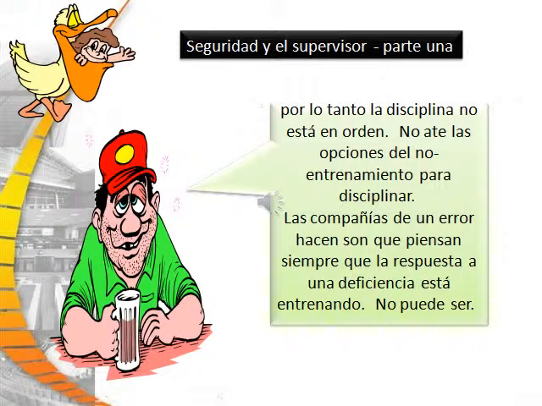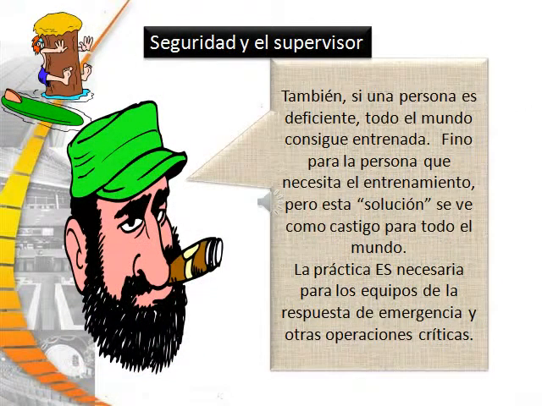One mistake companies make is that they always think the answer to a deficiency is training. It may not be. Also, if one person is deficient, everyone gets trained. Fine for the person needing the training, but this solution is seen as a punishment for everyone else. Practice is necessary for emergency response crews and other critical operations.